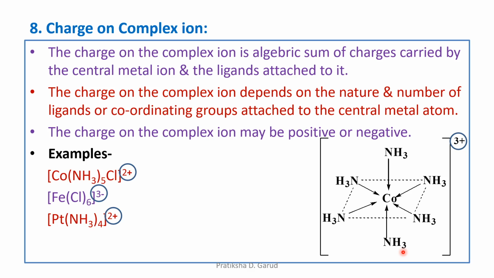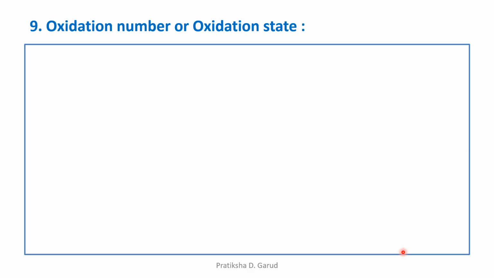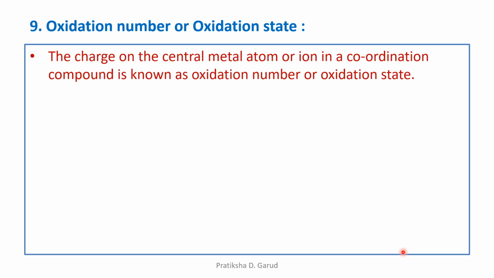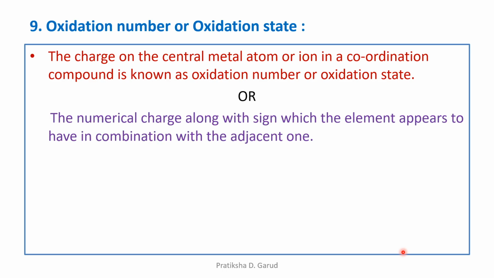After this term, let's move on. We have to study the oxidation number or the oxidation state. So what is the oxidation number or the oxidation state? We can say that the charge on the central metal atom or ion in a coordination compound is known as the oxidation number or the oxidation state. Or we can simply say that the numerical charge along with the sign which the element appears to have in combination with the adjacent one is also known as the oxidation number.